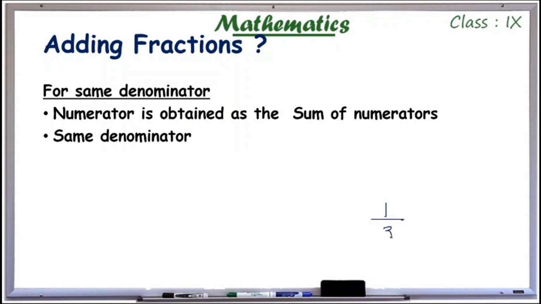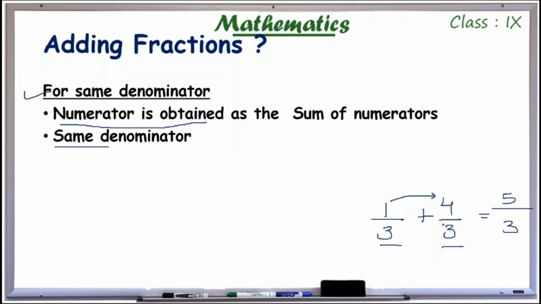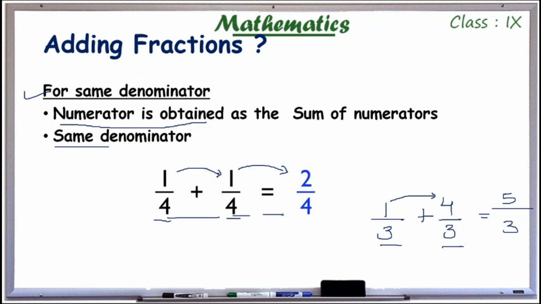Suppose I have to add 1 by 3 plus 4 by 3. Look at this denominator, same denominator. For the same denominator, the numerator is obtained as the sum of numerators. So our new numerator is obtained as the sum. 1 plus 4 is equal to 5. So the new numerator is the sum of numerators and the same denominator. Here the same denominator I have to use. Another example. Here the denominators are same. So the sum of numerators is our new numerator. 1 plus 1 is equal to 2. And the same denominator is preserved.